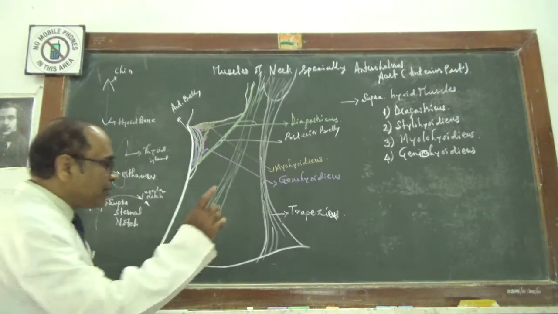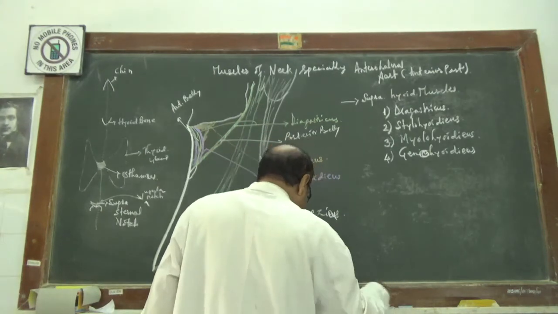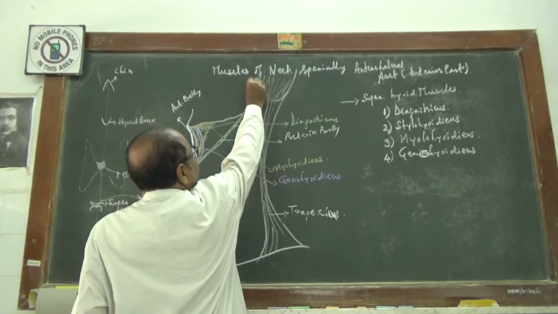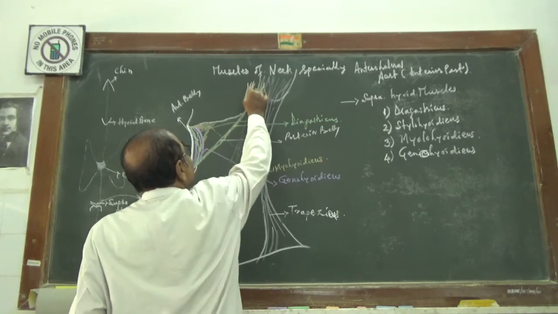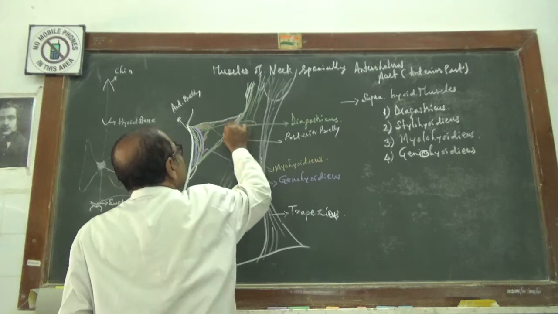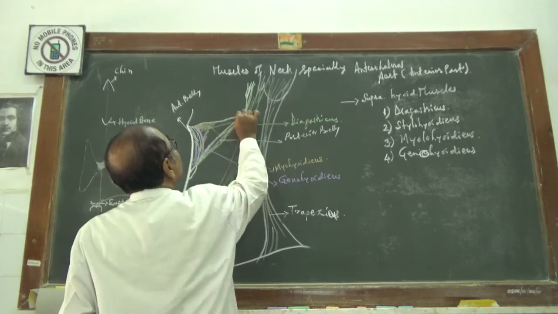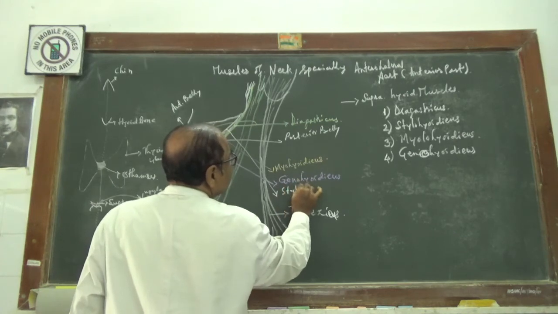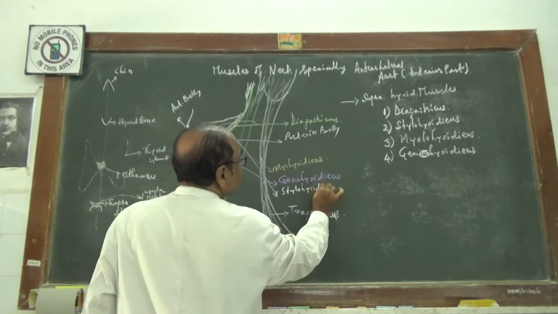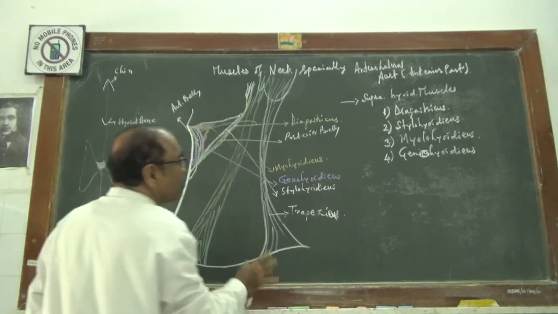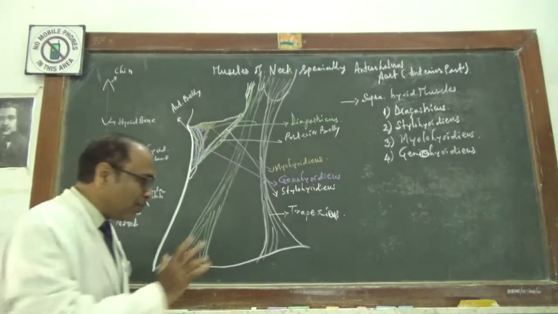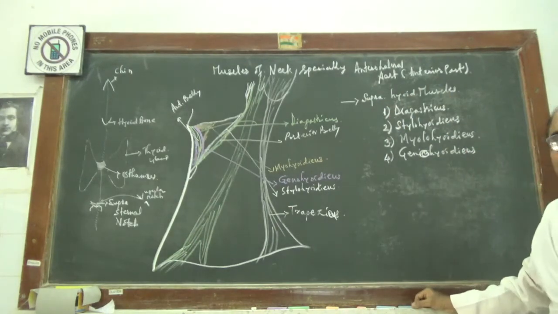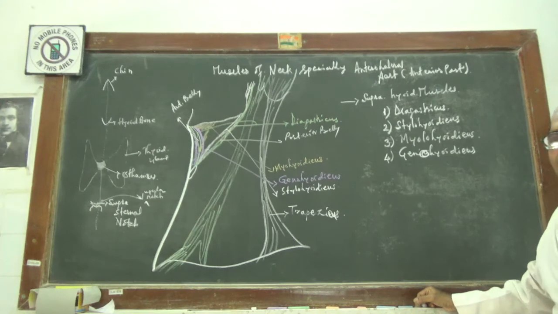Then you will have another muscle, which I will take with white, from the styloid to this hyoid. So this will be the stylohyoid. Now, these are said to be the suprahyoid muscles.